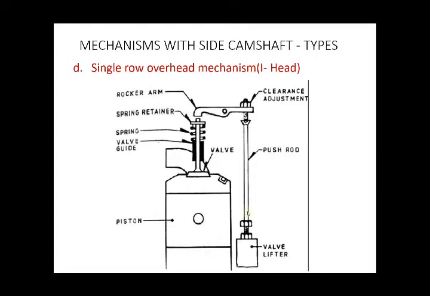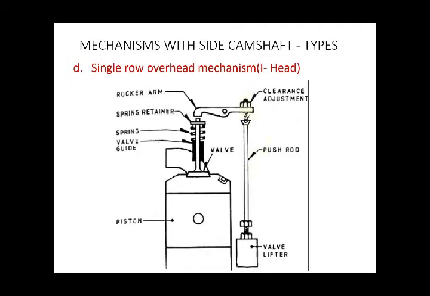Here, as we explained earlier, the same mechanism is there. The cam is down below the valve lifter or the follower mechanism. So this is the follower. The cam will lift the follower or the tappet, and it will push the push rod upwards.